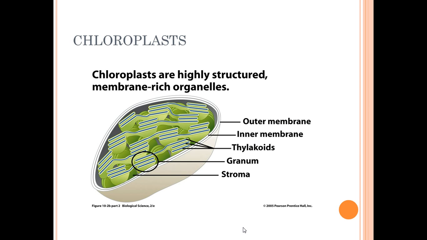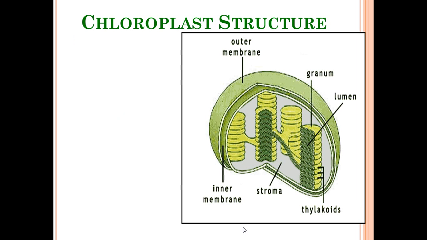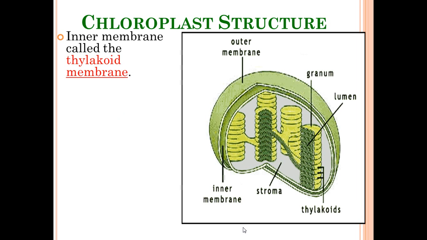Chloroplasts are highly structured, membrane-rich organelles. Membrane-rich simply means there's lots of folds within a chloroplast. The more folds there are, the more chemical reactions can take place. And obviously the more chemical reactions that can happen, the more sugar molecules are produced. Let's look more closely at the structure of a chloroplast.